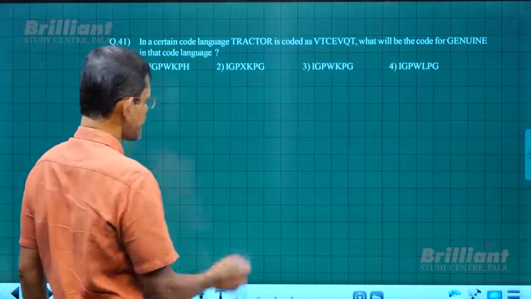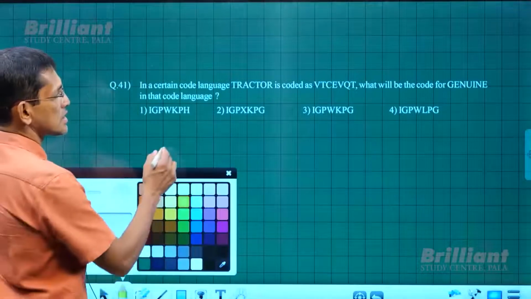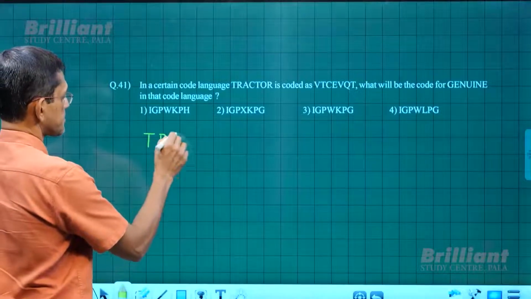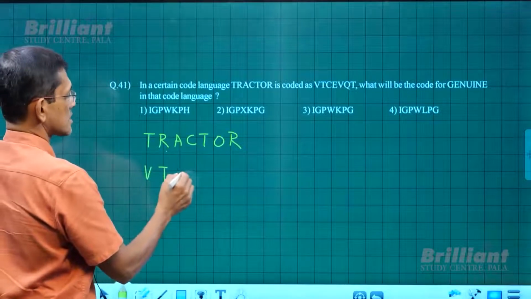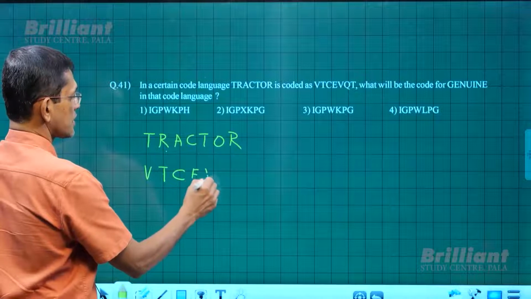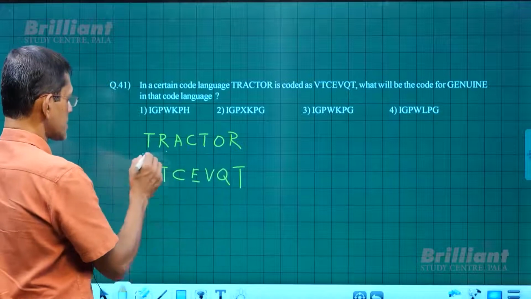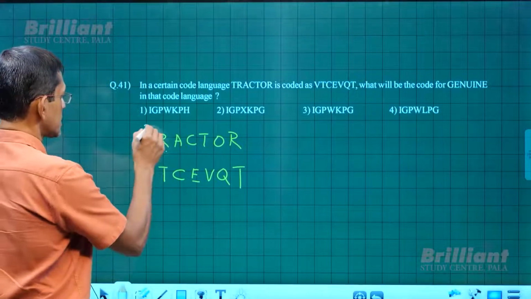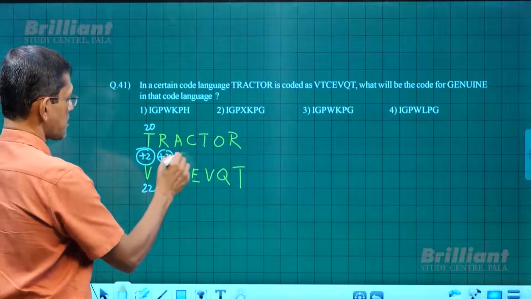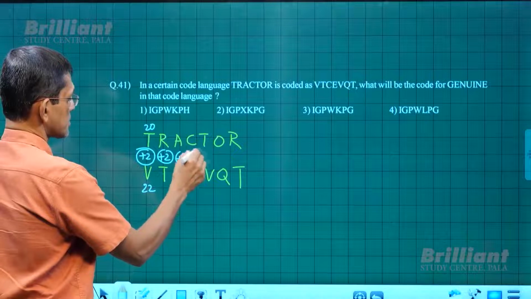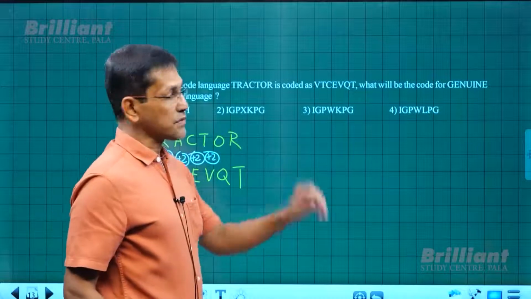Now 41. In a certain code language, tractor is coded as VTCEVQT. At a glance, you can see the pattern here: T plus 2, T is 20, V is 22, so that is plus 2. R plus 2 is T, A plus 2 is C, C plus 2 is E. So it's a plus 2 pattern. If that is the case, what's the code for genuine?